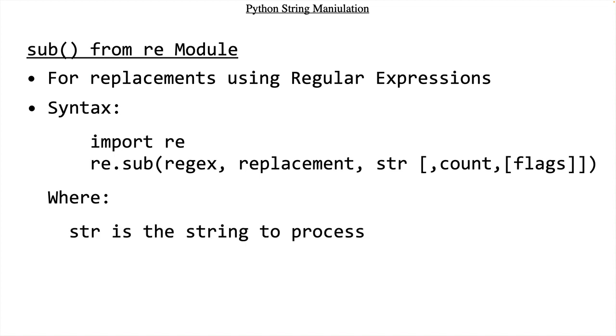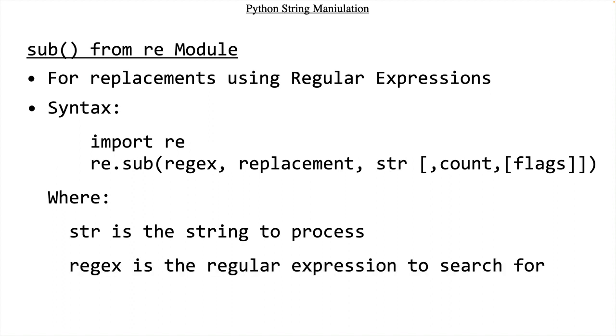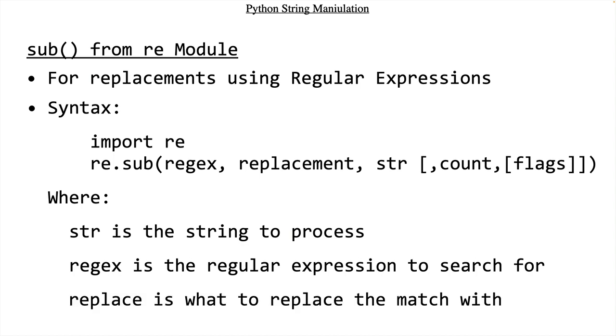String, the third argument, is the string we're going to process. And the first argument, regex, is the regular expression we're searching for. And then replacement is if we match that regular expression, replace it with whatever the second argument is. And we can have an optional count, and we can have an optional flags. Count limits how many times the search and replace is going to happen, and I do have an example of that coming up.